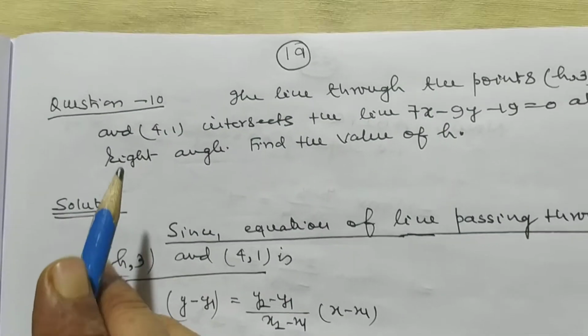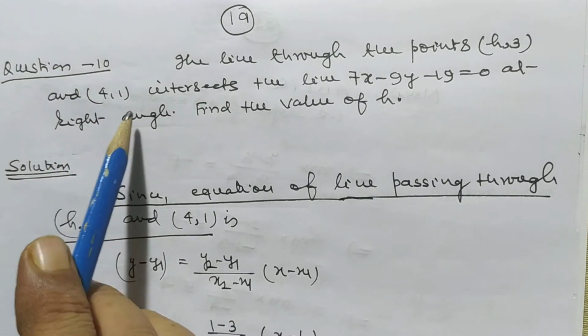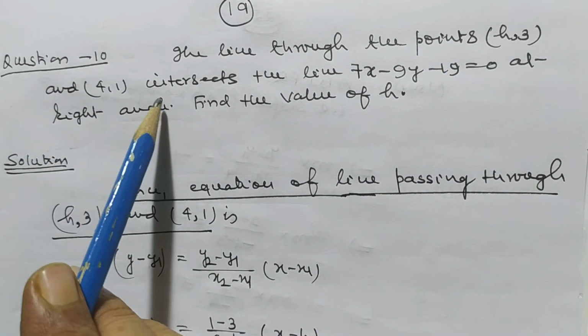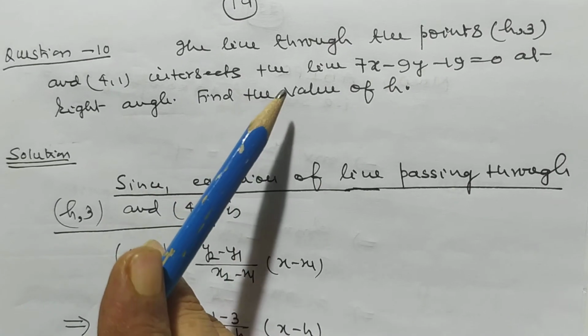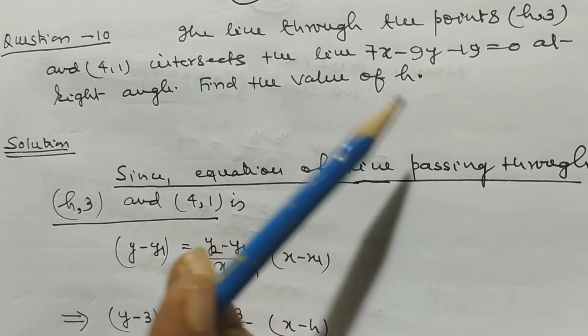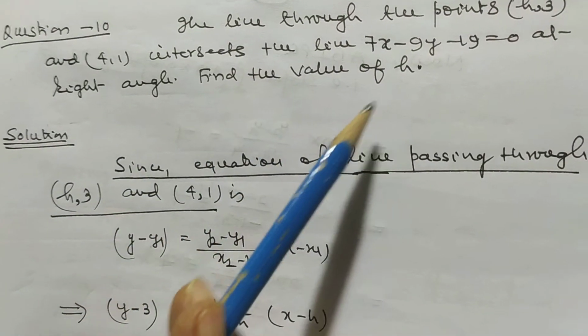My dear student, now I want to discuss question number 10. The line through the points h, 3 and 4, 1 intersects the line 7x minus 9y minus 19 is equal to 0 at the right angle. Find the value of h.